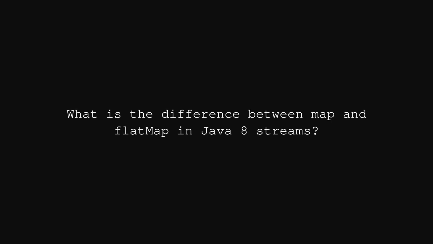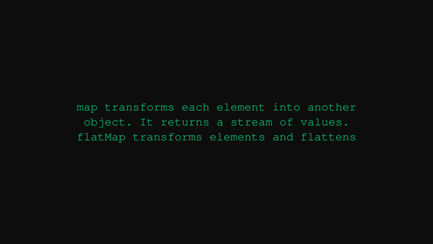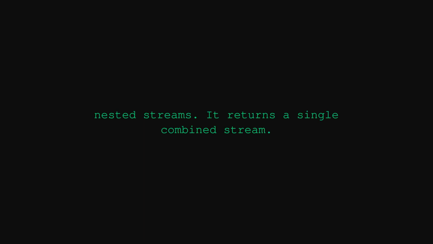What is the difference between map and flatMap in Java 8 streams? Map transforms each element into another object. It returns a stream of values. FlatMap transforms elements and flattens nested streams. It returns a single combined stream.